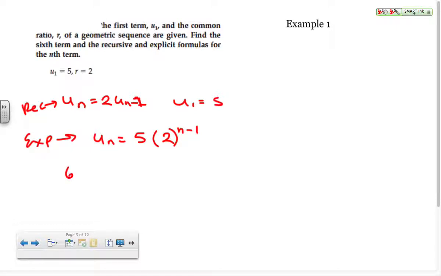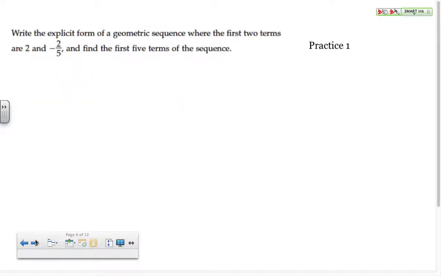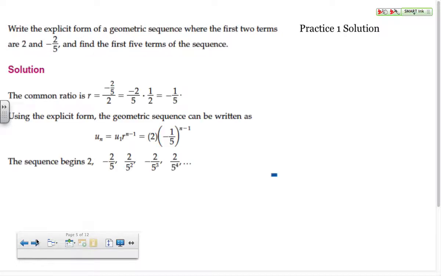Now to find the 6th term, u6 equals 5 times 2 to the 5th, which is 5 times 32, which is 160. Very easy. Okay, moving on. Here's your practice one. Go ahead and try this one. Now, this one you actually have to think a little bit. You're going to have to do more than the last example, but you should be able to. So go ahead and pause, do the problem, and here's your solution.